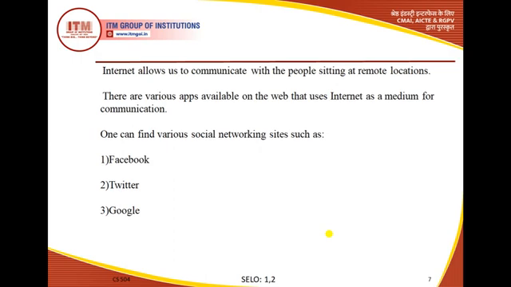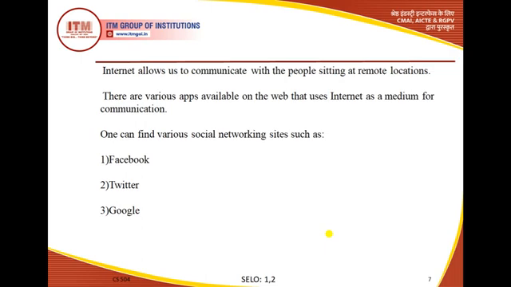Now, there is another introductory definition, or we can say it's simply an obvious application which we see in our day-to-day life. That is, the internet allows us to communicate with people sitting at remote locations. Even if a person is sitting in the US and another person is sitting in India, obviously they are able to communicate with the help of the internet. There are various applications available on the web that use the internet as a medium for communication, through which persons sitting in different geographical locations can communicate with one another.